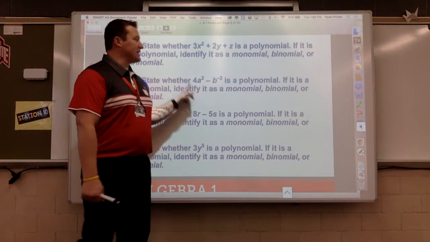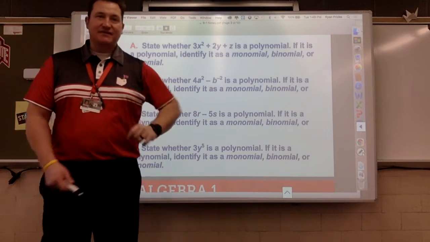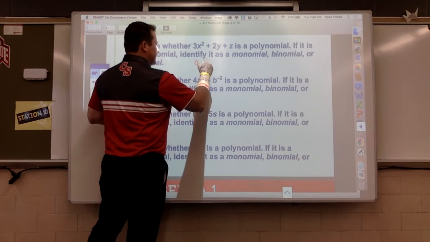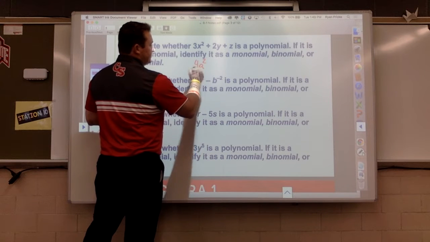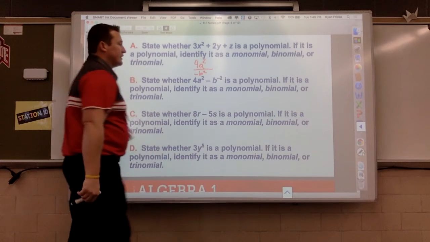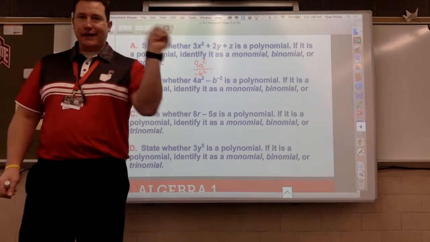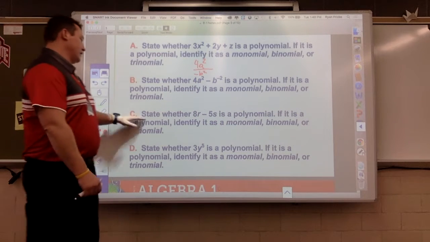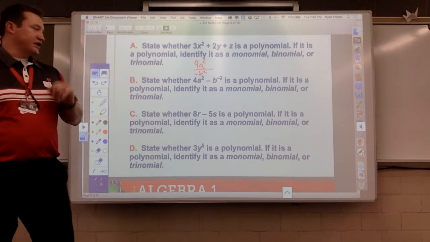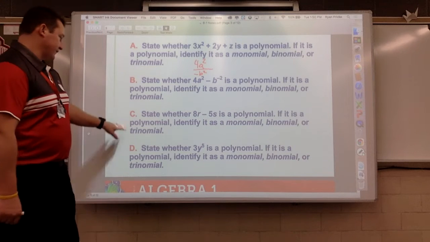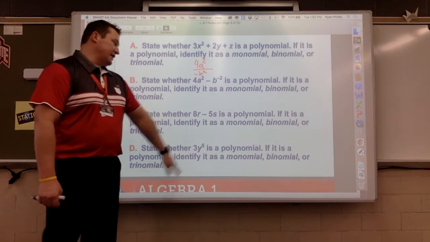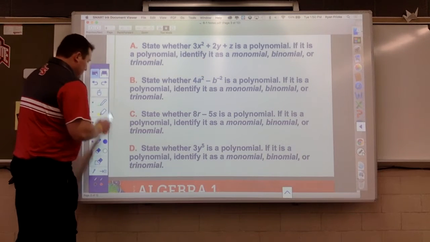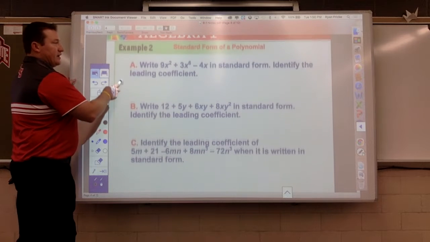If I write this with positive powers, where is b to the negative 2nd power going? That's right. Somebody out there said it, right? This will turn into that right there. Can't do that. So you are not a polynomial, letter B. Letter C looks great. That's a good-looking binomial there to the 1st degree. And letter D, yes, good-looking monomial there. Okay? So that shouldn't be anything challenging, I don't think.